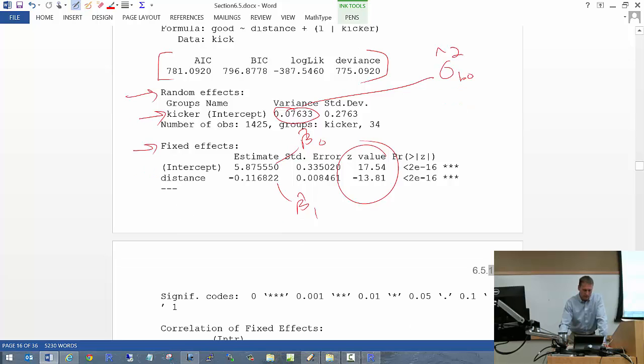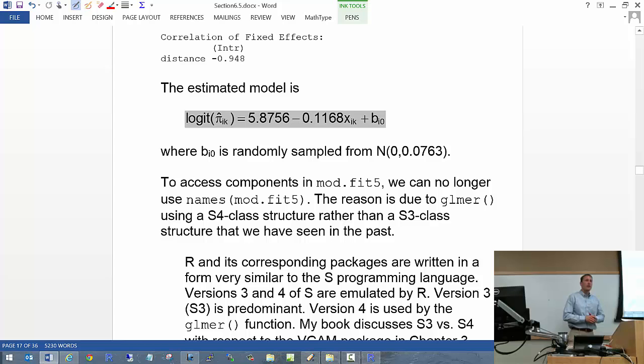This is then how you would write out your model. Again, it should look very similar to what we had before, except now I have the b there, and I need to specify b_i0 is randomly sampled from a normal distribution with mean 0 and an estimated variance of 0.0763. Any questions about how I write out that model?